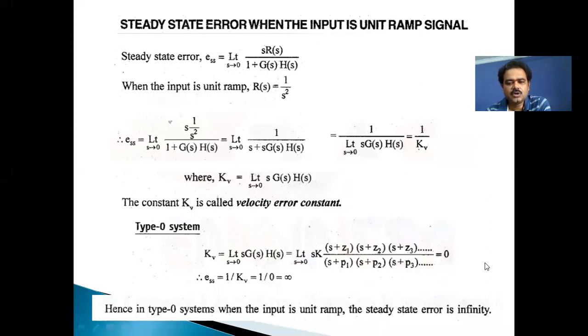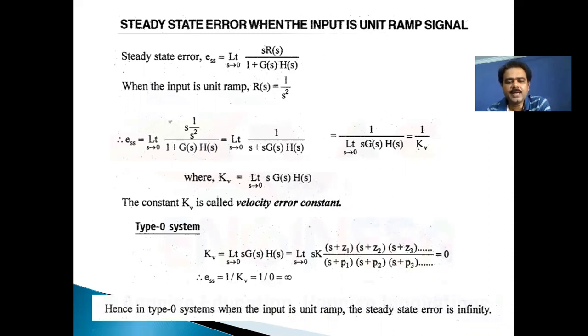The velocity error constant is some constant value. So the steady state error becomes a constant, 1 by constant. For a type 1 system, the steady state error is 1 by Kv. Okay, it is a constant value.